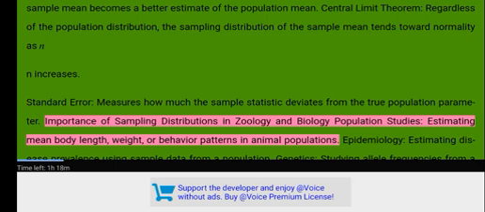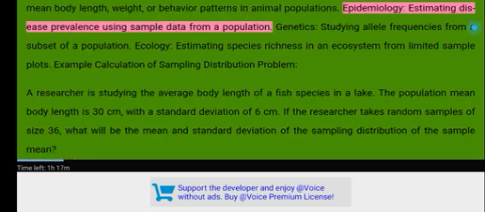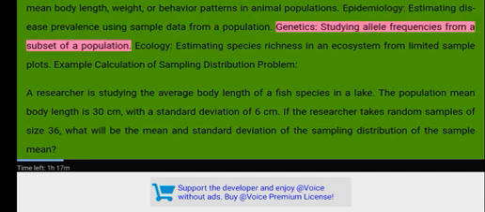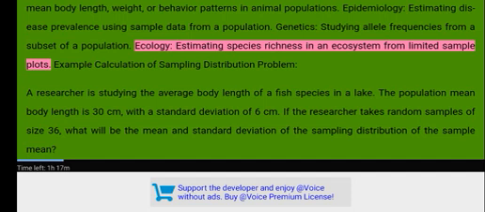Importance of sampling distributions. In zoology and biology, population studies estimate mean body length, weight, or behavior patterns in animal populations. Epidemiology: estimating disease prevalence using sample data from a population. Genetics: studying allele frequencies from a subset of a population. Ecology: estimating species richness in an ecosystem from limited sample plots.